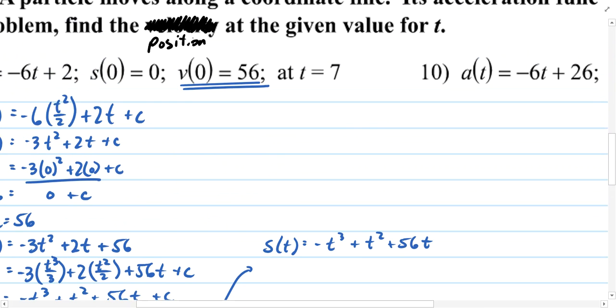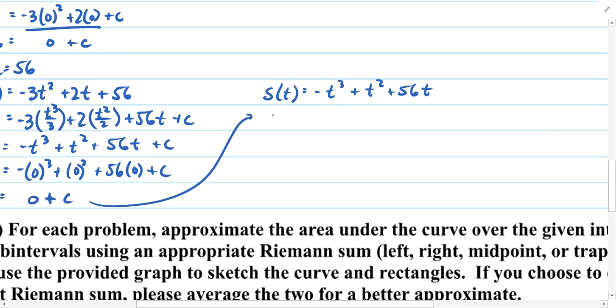And now finally, since we're being asked to find the position of this particle at time 7, well, we can substitute 7 in place for t. So we've got negative 7 cubed plus 7 squared plus 56 times 7. And off camera, I calculated that to be 98.